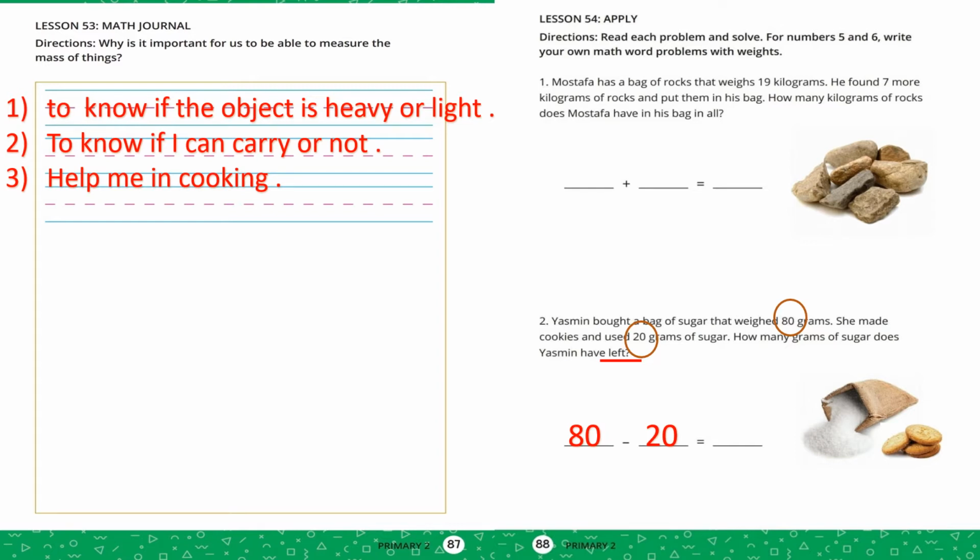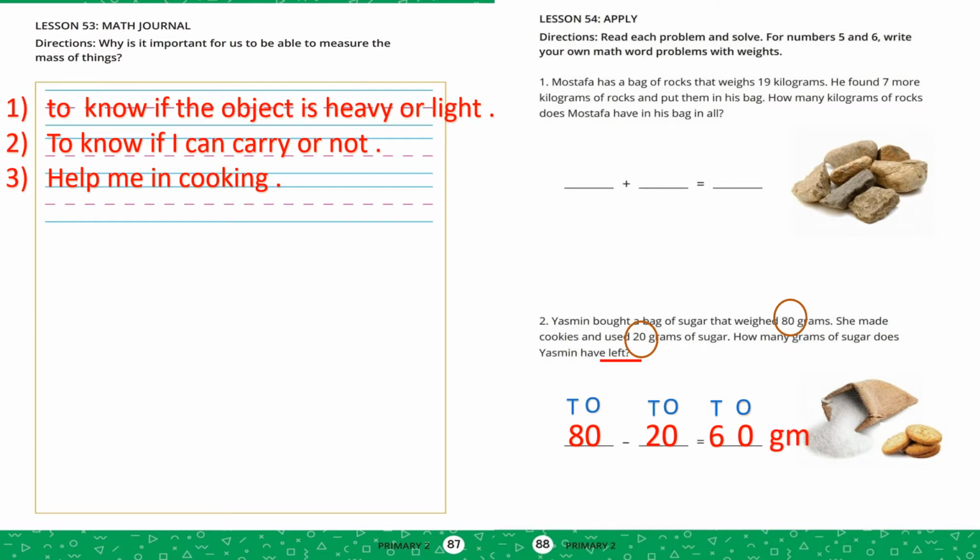To solve this, we have two ways. The first way is put the place above each digit. Ones and tens, ones and tens, and ones and tens. We start from ones. 0 minus 0 equals 0, so we write 0 in ones. Tens with tens. 8 minus 2 equals 6, so we write 6 in tens. Then the answer is 60. 60, and the unit is what? The unit here, grams. Then equals 60 grams.